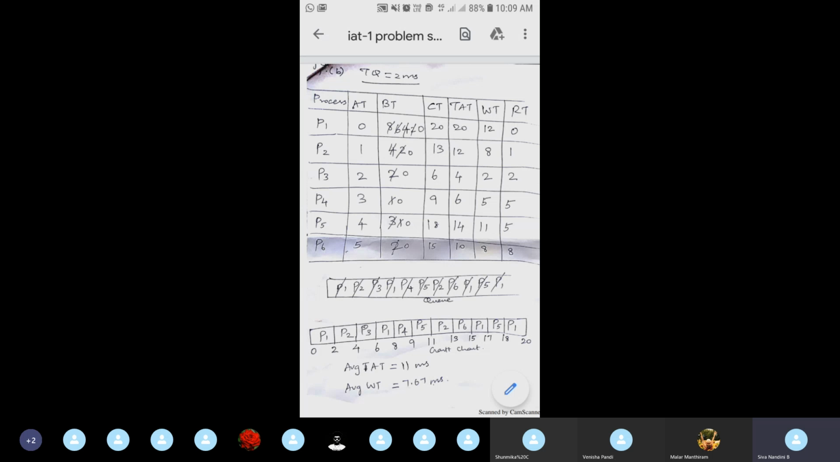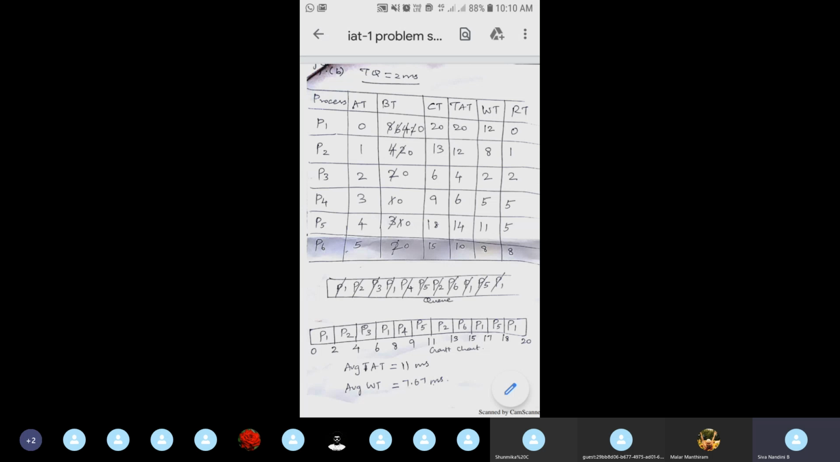The next entry in the queue after P1 is P4. The burst time of P4 itself is 1 millisecond, so it will be executed for 1 millisecond, from 8 to 9 millisecond. Next, we have the process P5 in the queue. This process P5 will be executed for the time quantum, from 9 to 11. After executing these 2 millisecond, we have 1 millisecond of burst time remaining.